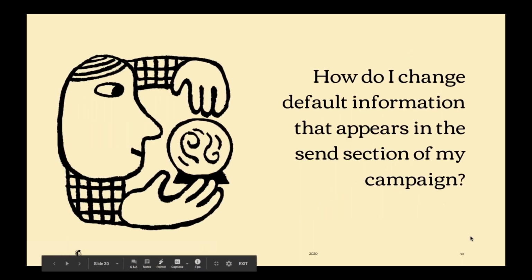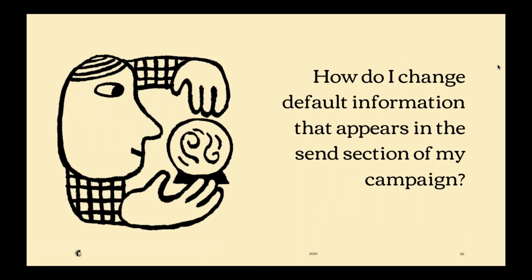How do I change the default information that appears in the send section of my campaign? As you may recall, there is information set up by default when building a campaign, such as from name and email address that can be edited before sending. But perhaps you want to change your default information altogether. So we're going to show you where this would be found.